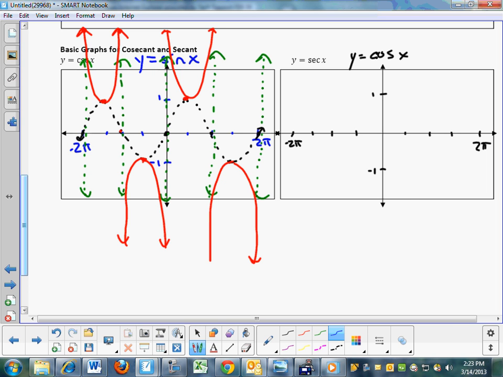All right. Where does cosine start? Top, bottom, center? Top. Start by going down or up? Down, down, down.